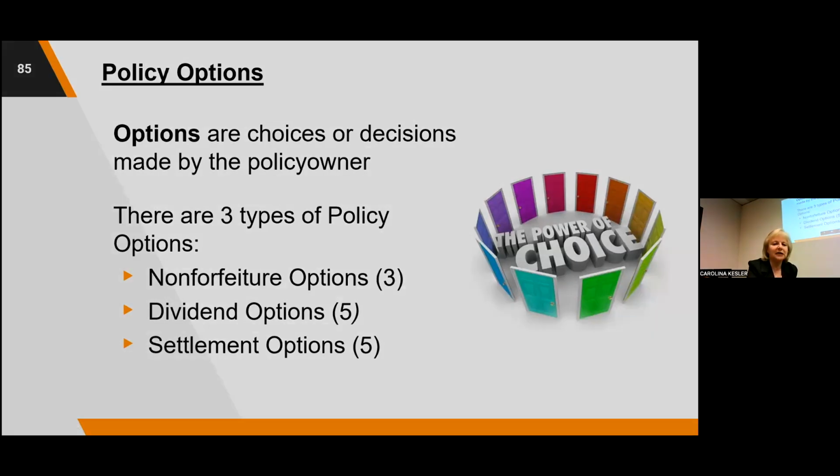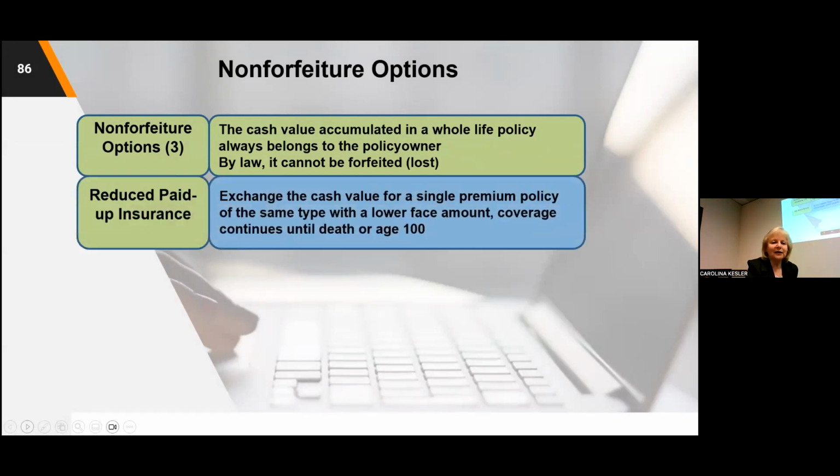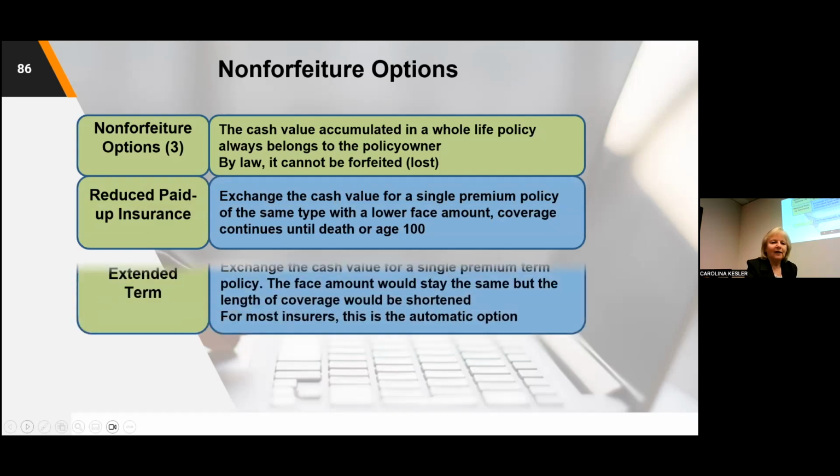That's the REC. So the cash value accumulated by a whole life policy always belongs to the policy owner. By law, it cannot be forfeited. That's cash. I would like it to say reduced paid up first. That's the R. And the E would be extended term. And then the cash is the C. So it's kind of mixed up, right? So that's what I need to fix on the slides, and I just honestly haven't had time.